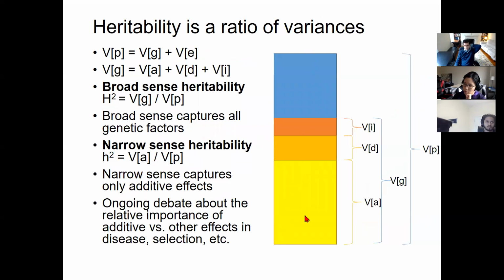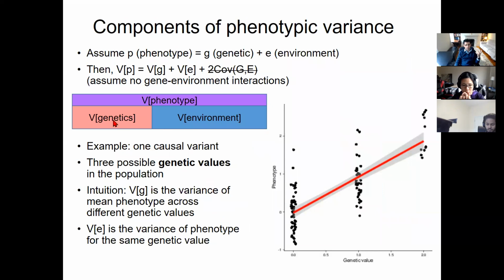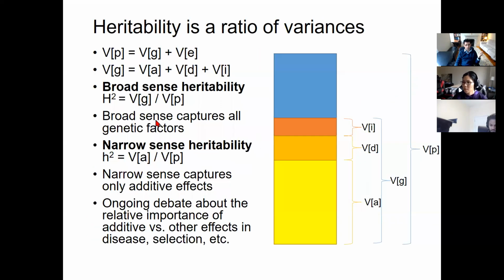So now we can think of heritability as that ratio of variances. If the phenotypic variance is a combination of both genetic and environmental variance, and that genetic variance can be further broken up into additive, dominant, and interaction effects, then we can talk about broad sense heritability, which is capturing the entire V of G, everything that can be explained with genetics. So heritability is simply the fraction of V phenotype that is explained by V genetics, everything added up together. So that's broad sense heritability.